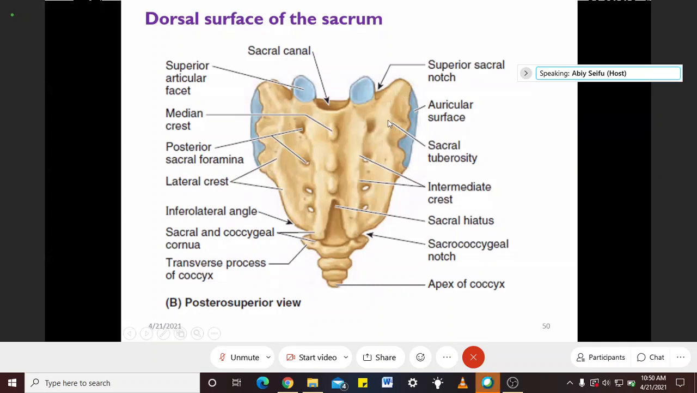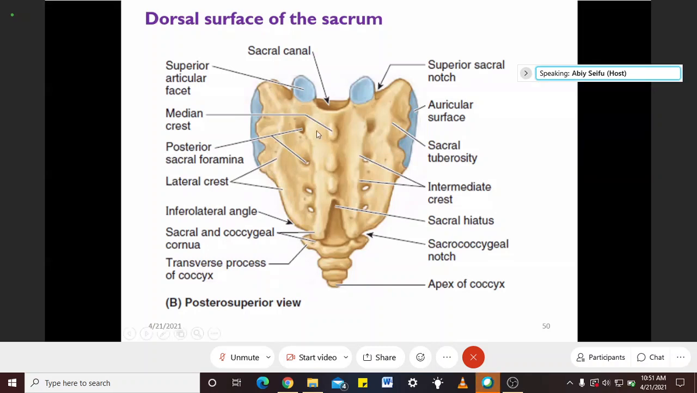So when it fuses together, it forms the lateral crest. There are right and left lateral crests, and there are also right and left intermediate crests, but there is a single median crest. Therefore, there are five longitudinal ridges on the posterior surface of the sacrum, which give it a rough appearance.